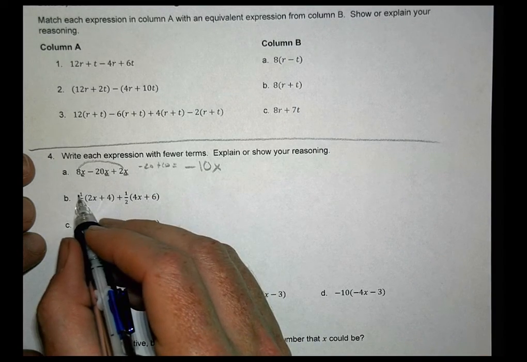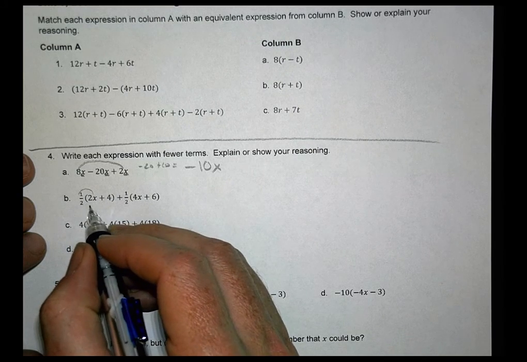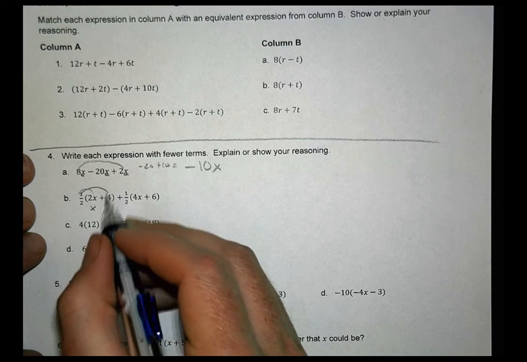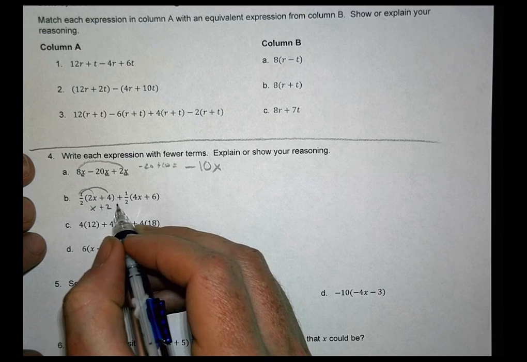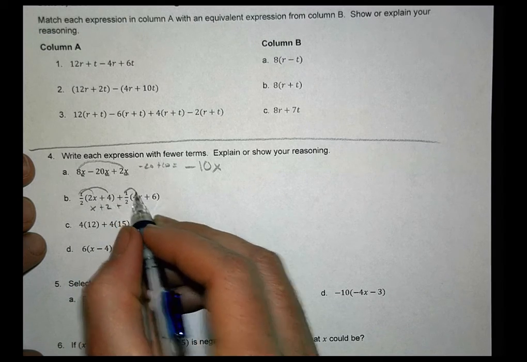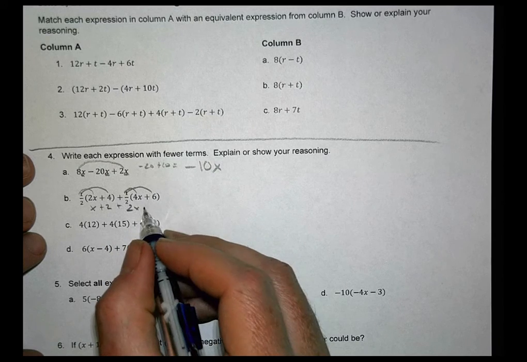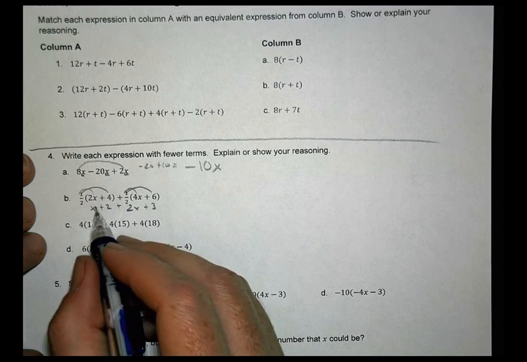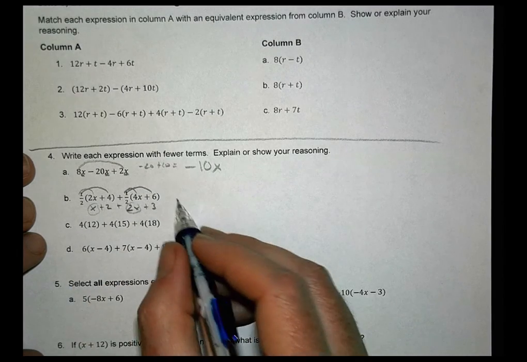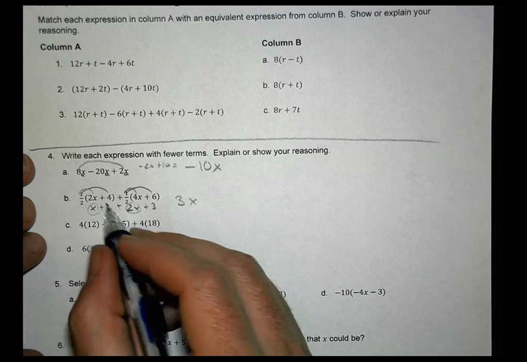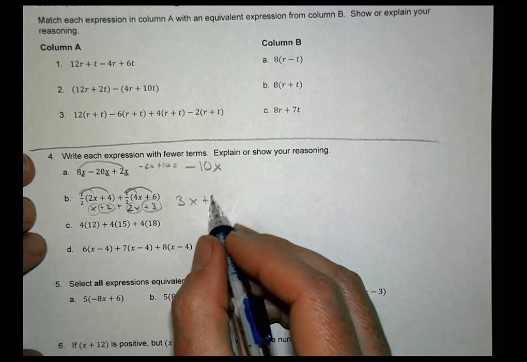Here, half of 2x is just simply x. Half of 4 is plus 2. We're going to add that to half of 4x. Half of 4 is 2x. And half of 6 is 3. Now I'll combine x and 2x makes 3x. And 2 and 3 make 5.